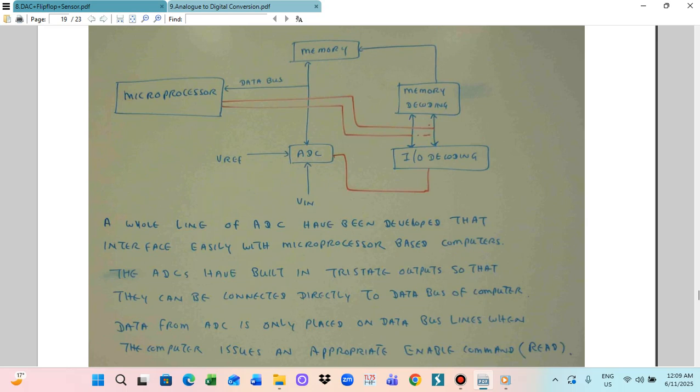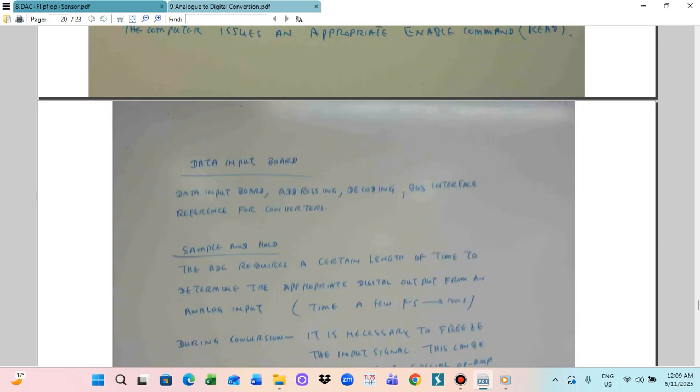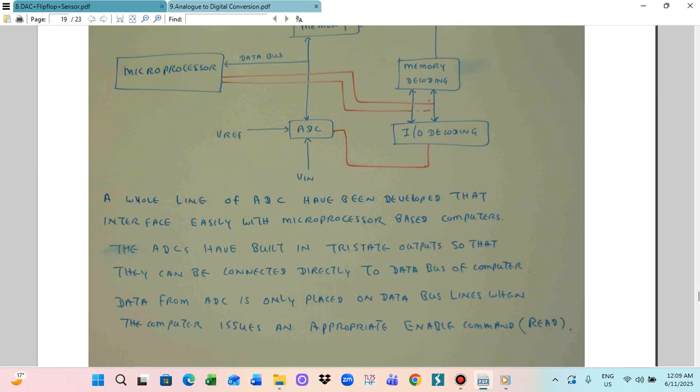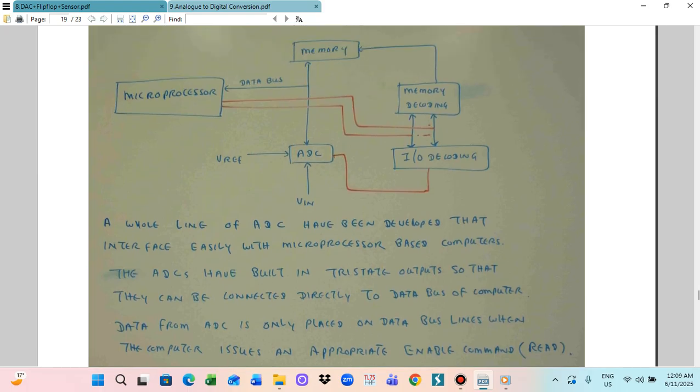This is for the microprocessor-compatible ADC. This is the analog-to-digital converter, the ADC system. We connect it to the reference voltage and VA. VA is really the transducer and this gain circuit. Here the ADC is connected to the memory, and this output is connected to the input-output decoding circuit.